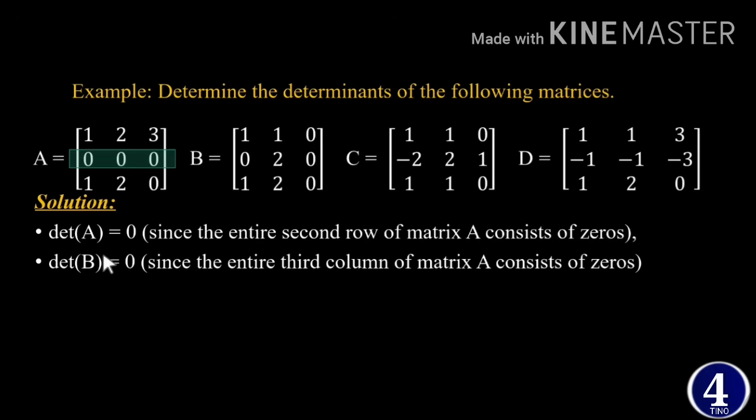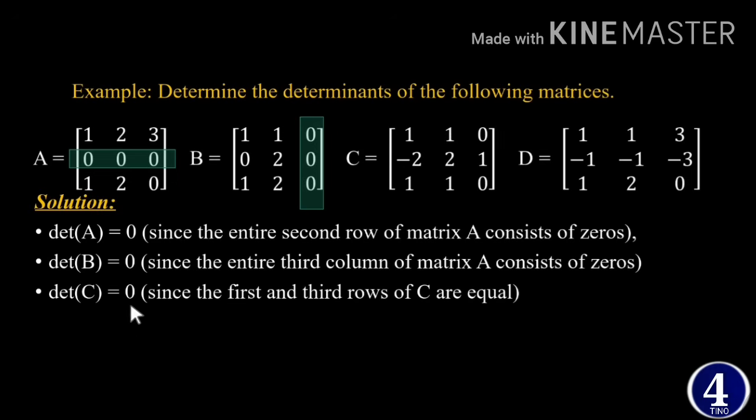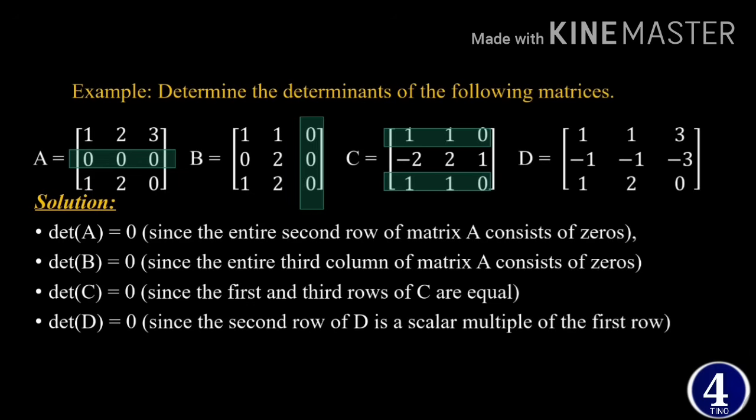So it is 0, and you are done. What about the determinant of B? The determinant of B is 0. Why? Since all the entries of the third column of the matrix are 0, you just answer 0. Next, the determinant of C is equal to 0. Why? Since the first and the third rows are the same, equal.